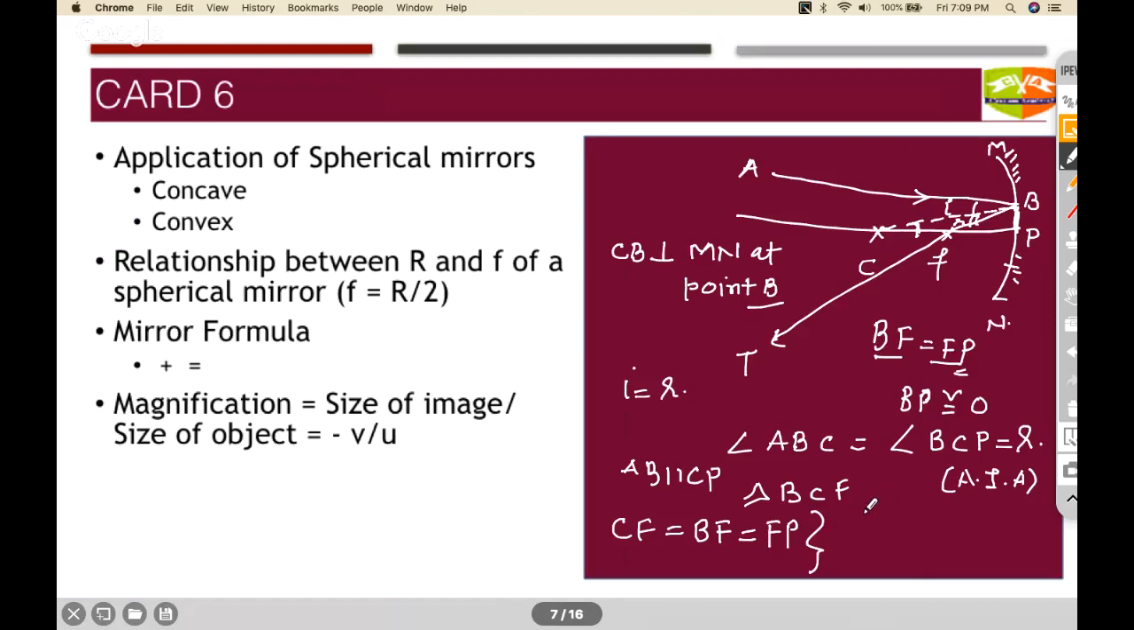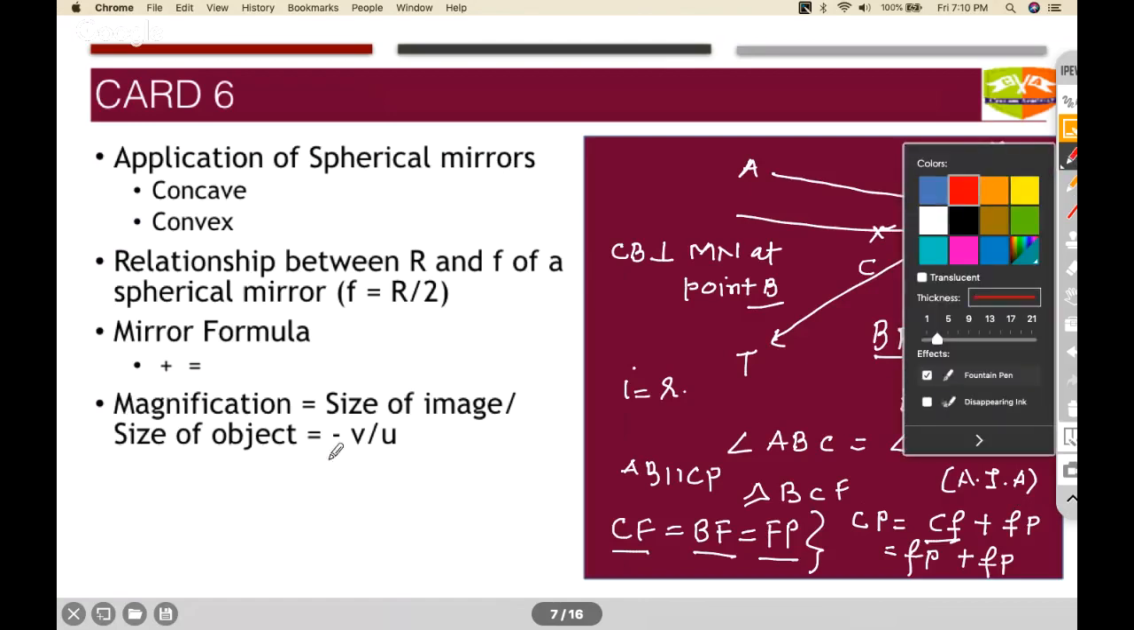Now what I have to do is that I know CP is equal to CF plus FP. I have already written that CF is equal to BF and BF is equal to FP. So I am writing CF is equal to FP. So CP is equal to FP plus FP. So let me write here, CP is equal to FP plus FP.